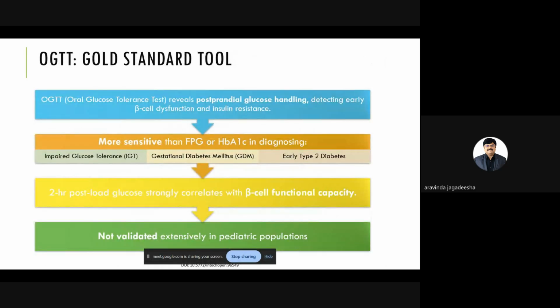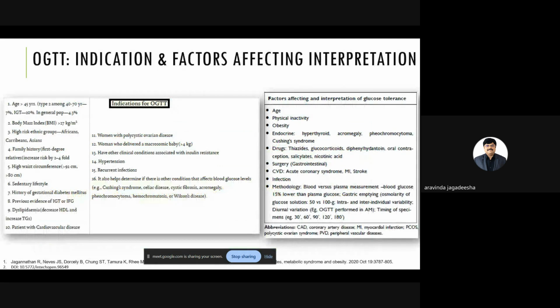So the oral glucose tolerance test is the gold standard tool. It reveals postprandial glucose handling, detecting early beta cell function and insulin resistance. It is more sensitive than FPG or HbA1c in diagnosing impaired glucose tolerance, gestational diabetes, and early type 2 diabetes. So the 2-hour post-load glucose strongly correlates with beta cell functional capacity. It is not validated extensively in the pediatric population. So the OGTT indications and factors affecting the interpretation.